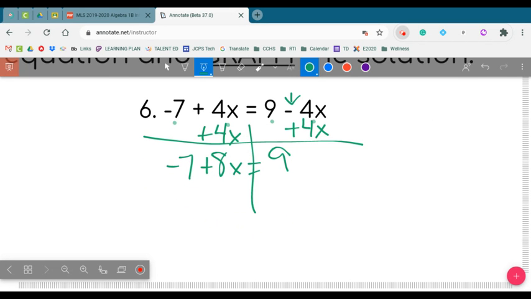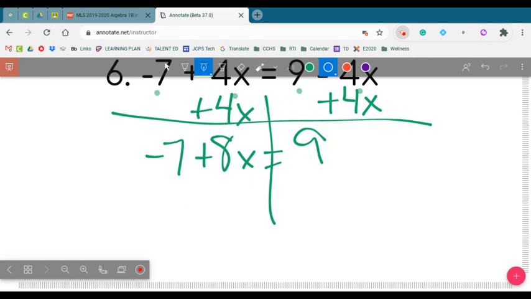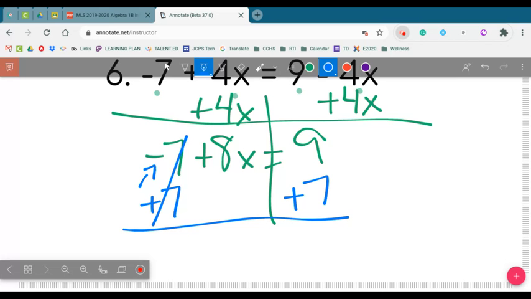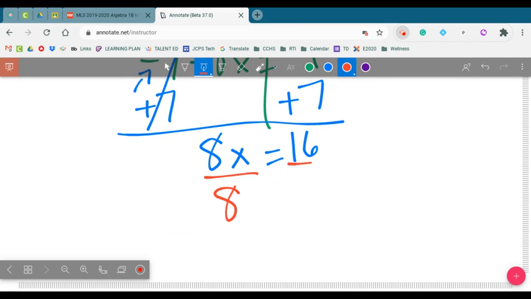My next step is to move that constant. So that's a negative 7, so I'm going to do the opposite, which is positive 7. That cancels, so I get 8x equals 16. And then my last step is to divide, because 8 and x are being held together by multiplication. I get x equals 2.